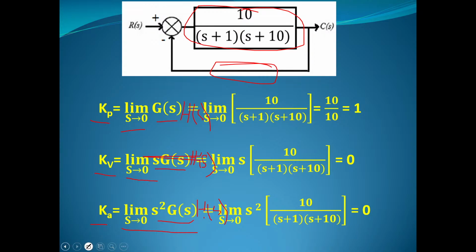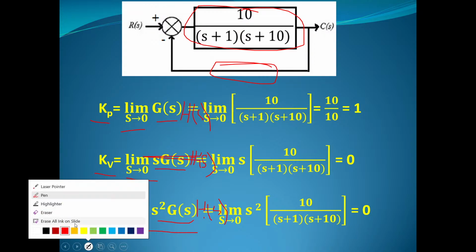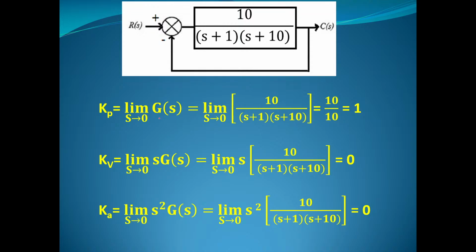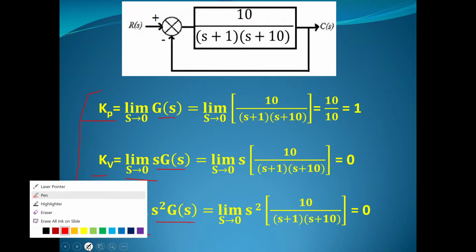But we did not write H of s here. Why? Because it is a unity feedback system. H of s is equal to 1, so no need to write. Simply you can write Kp, the position error constant, is equal to limit s tends to 0, G of s. That's it. Velocity error constant Kv is equal to limit s tends to 0, s G of s. Acceleration error constant Ka is limit s tends to 0, s square G of s. Okay, these three together are known as static error constants.